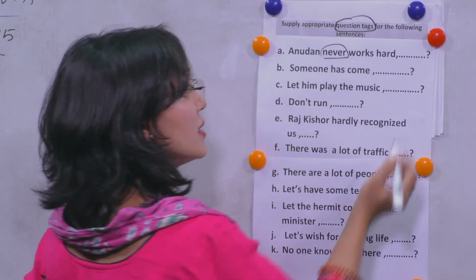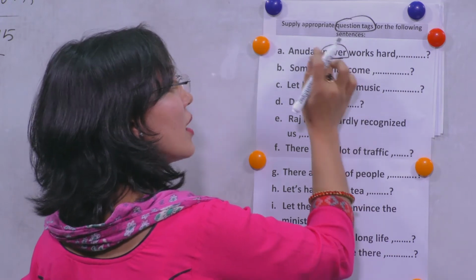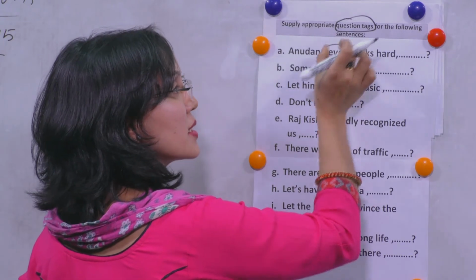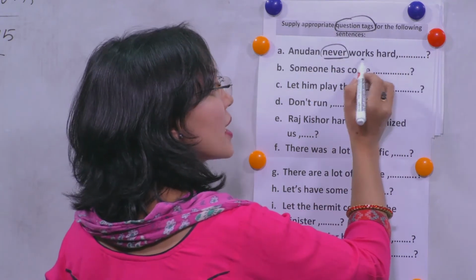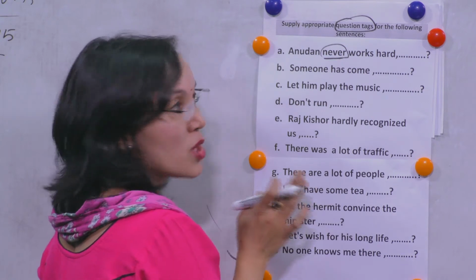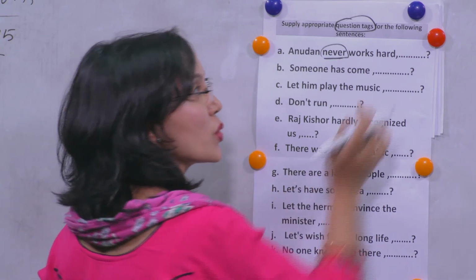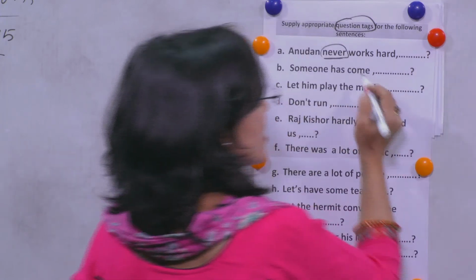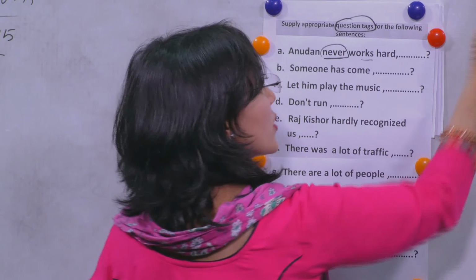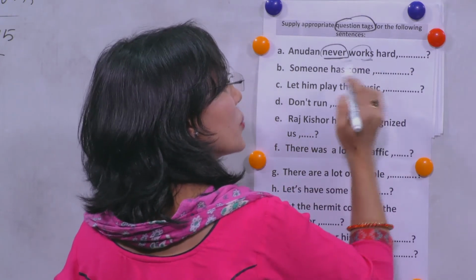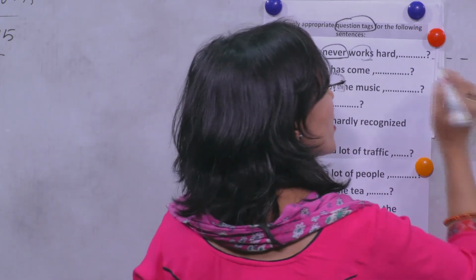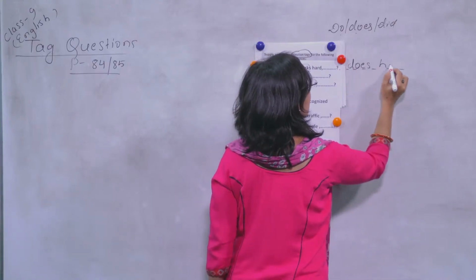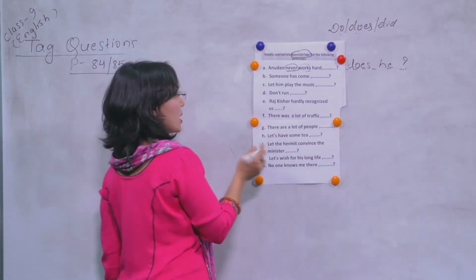So never works hard. It makes the statement negative, no? So negative sentence, then affirmative tag. And is there an auxiliary? No. So when there is no auxiliary, we go with do, does and did. It's in present form, and singular, so what do we write? Does he. Anudan, perhaps it's a boy.